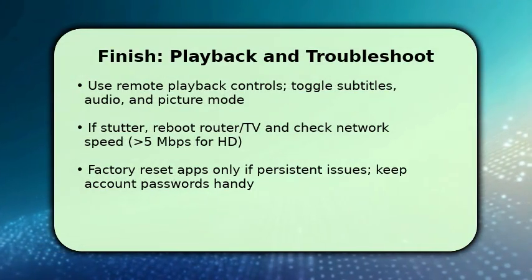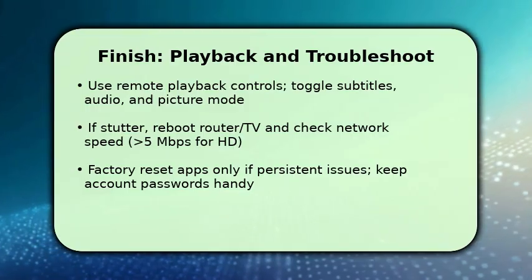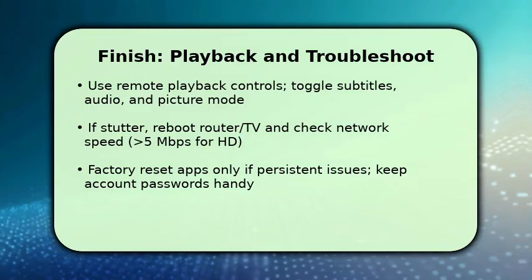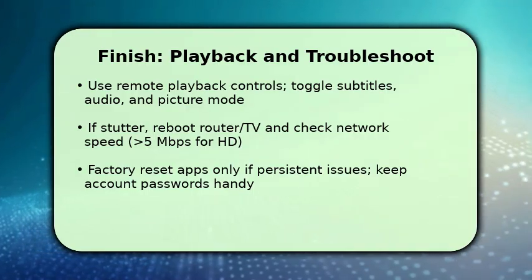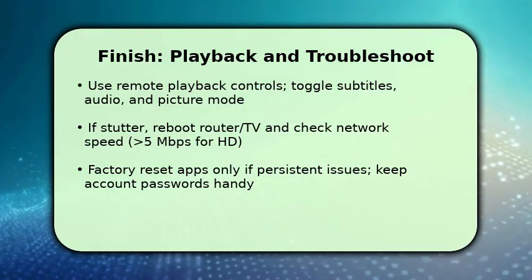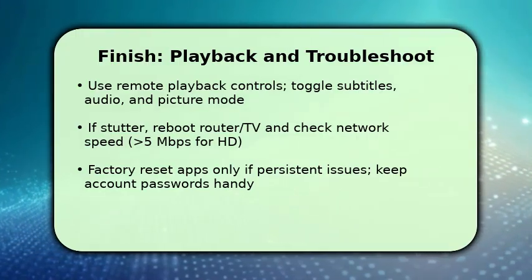If playback stutters or buffers, first test internet speed. HD needs about 5.8 Mbps, 4K needs 25 plus Mbps. Next, reboot the TV and router and try wired Ethernet if problems persist.